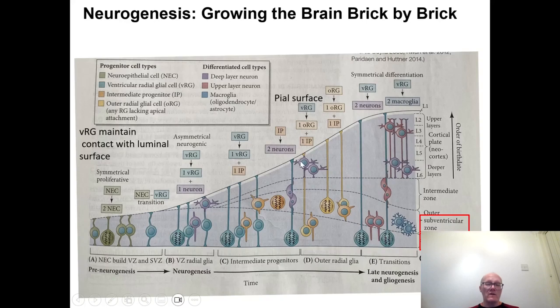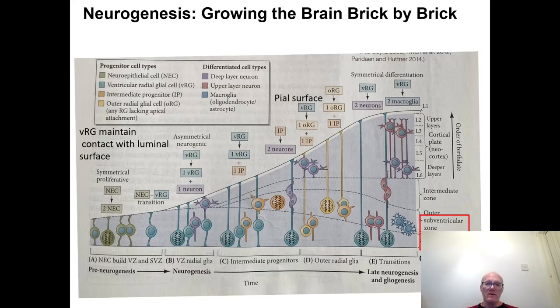The ORG are also produced from the VRG, but the ORG can divide and produce other glial cells, like more ORG or IP. One characteristic of the ORG, as the name suggests, is that they are more external compared to the ventricular radial cells.